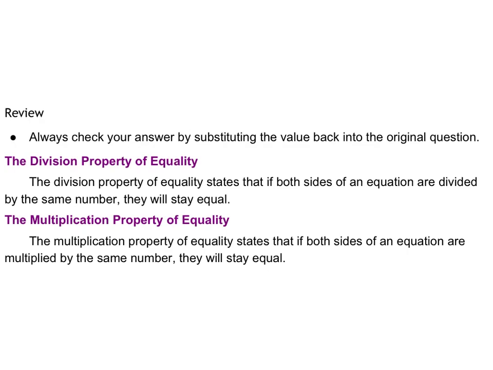Just some review. Always check your answer by substituting the value back into the original equation. The division property of equality states that if both sides of an equation are divided by the same number, they will stay equal. And the multiplication property of equality states that if both sides of an equation are multiplied by the same number, they will stay equal.